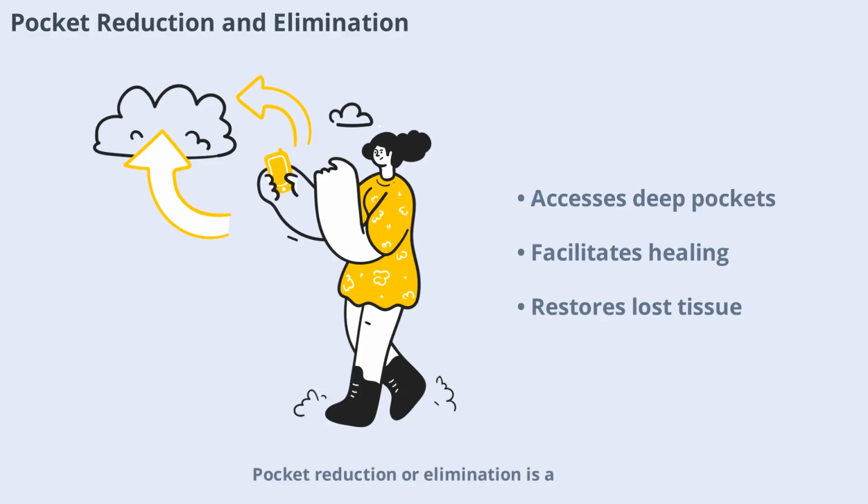Pocket reduction or elimination is a key goal in surgical periodontal therapy. Procedures like gingivectomy and flap surgery are used to access and clean deep periodontal pockets, making it easier for patients to maintain oral hygiene and for tissues to heal. Regenerative procedures may also be used to restore lost bone and connective tissue.